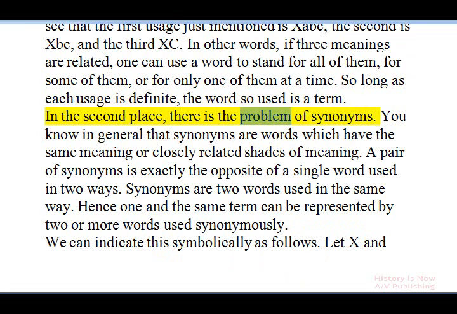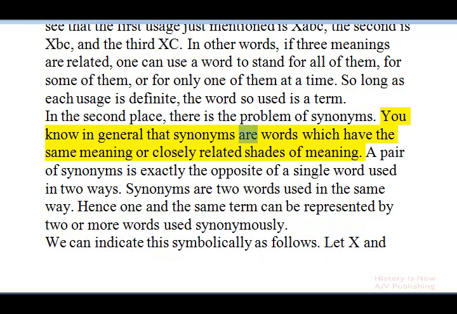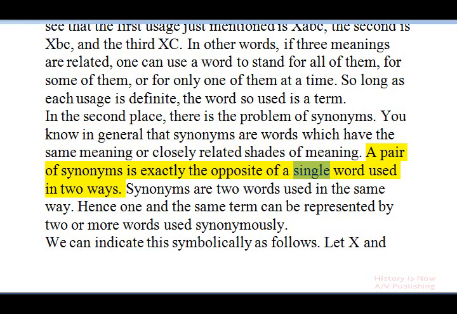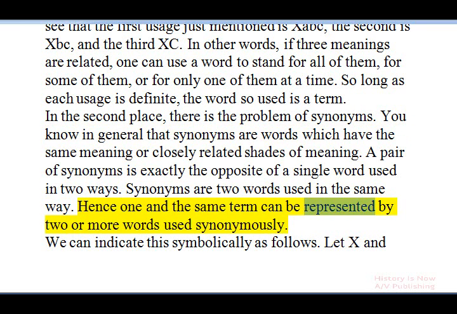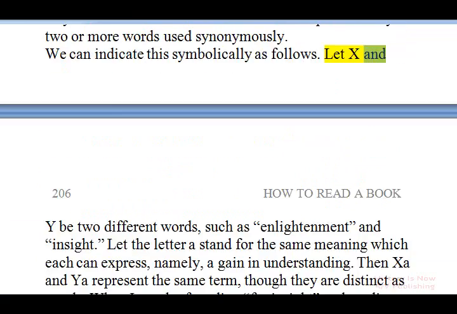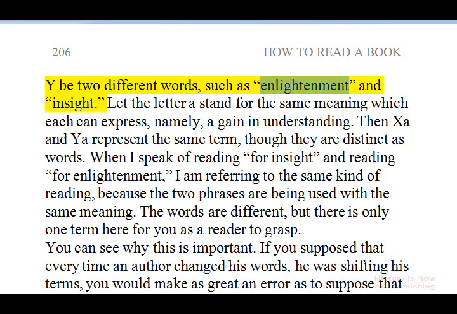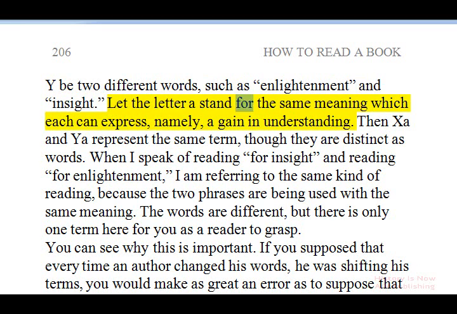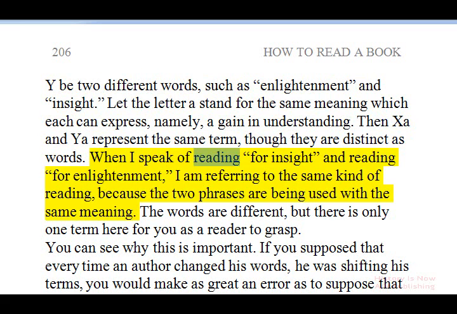In the second place, there is the problem of synonyms. You know in general that synonyms are words which have the same meaning or closely related shades of meaning. A pair of synonyms is exactly the opposite of a single word used in two ways. Synonyms are two words used in the same way. Hence one and the same term can be represented by two or more words used synonymously. We can indicate this symbolically as follows. Let X and Y be two different words, such as enlightenment and insight. Let the letter S stand for the same meaning which each can express, namely, a gain in understanding. Then X and Y represent the same term, though they are distinct as words. When I speak of reading for insight and reading for enlightenment, I am referring to the same kind of reading, because the two phrases are being used with the same meaning.